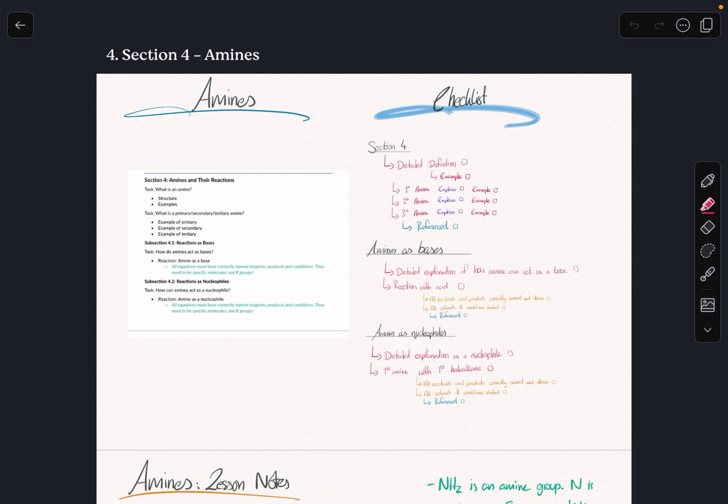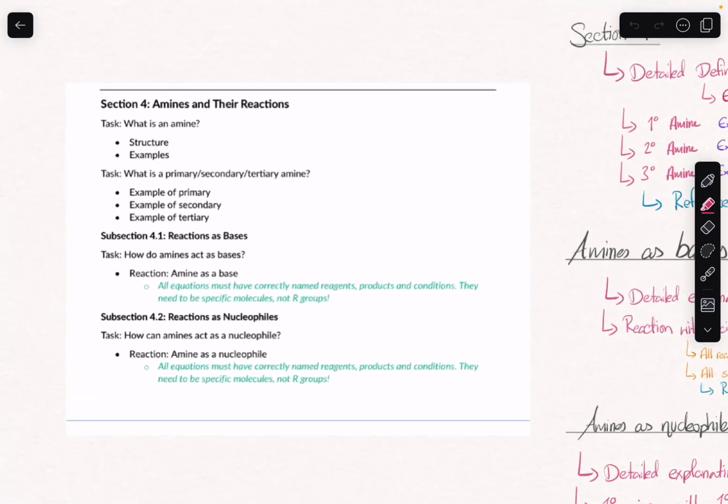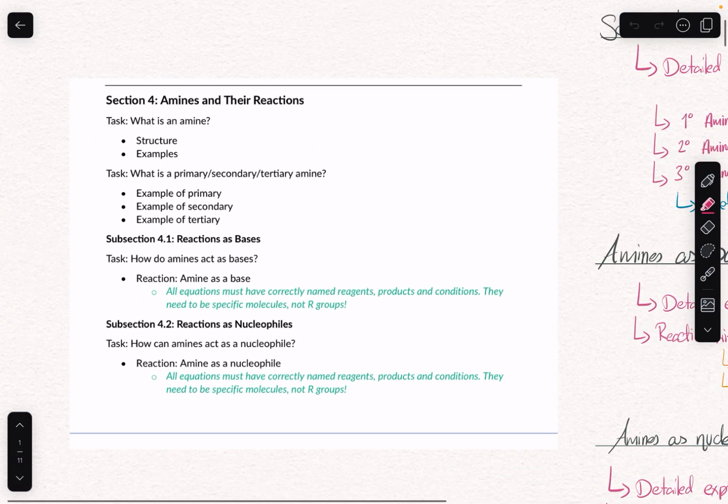So for section 4, we're going to look at amines, and amines are quite new to you. You haven't come across amines before in Unit 5, but they're no more complicated than alcohol is. So for this section, we're going to be looking at what is an amine, give me a structure, give me examples. Primary, secondary, and tertiary.